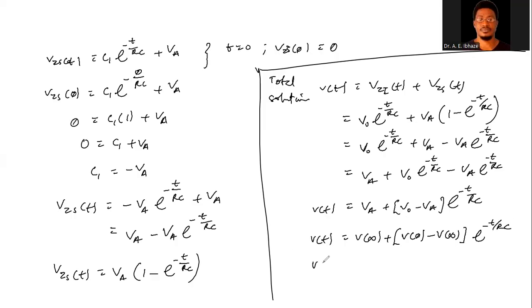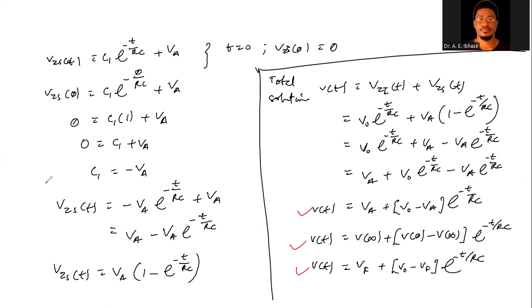We can also write this as the final solution plus the initial solution minus the final solution, exponential minus t over RC. So whichever you're comfortable with, it's okay. Okay. And then you may want to run the validation to be sure that this is truly the final solution, and this is the initial solution, which is explainable, okay?